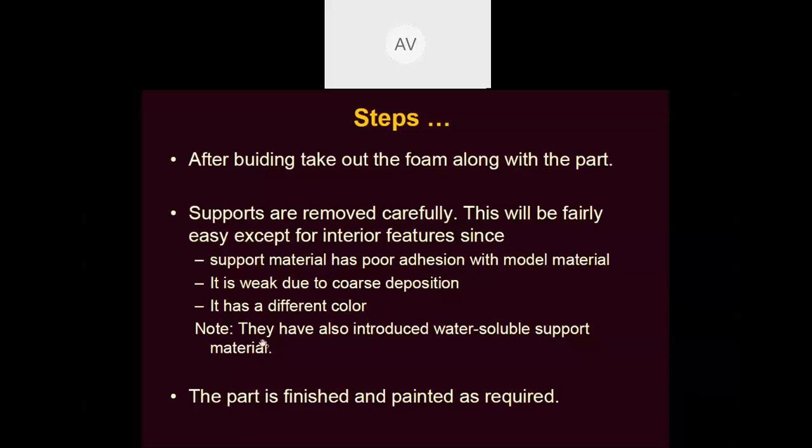This is an important note: they have also introduced the water soluble support material. Once we take the built part out of the 3D machine, we put it in a water solution, mostly an acetone solution, and the support material will dissolve in that, and the main product we can take out. The part is finished and painted as required.